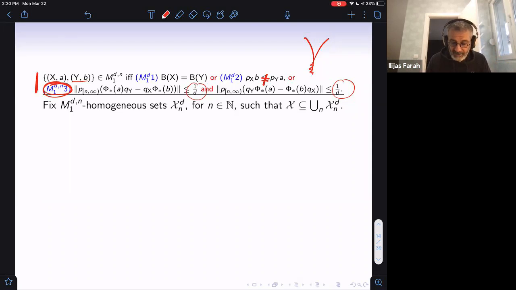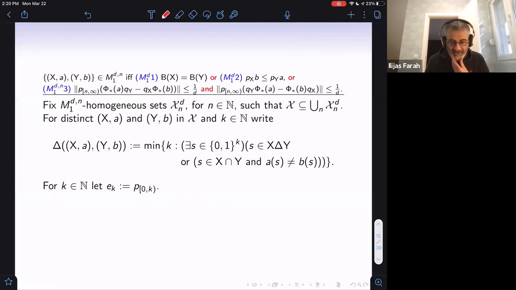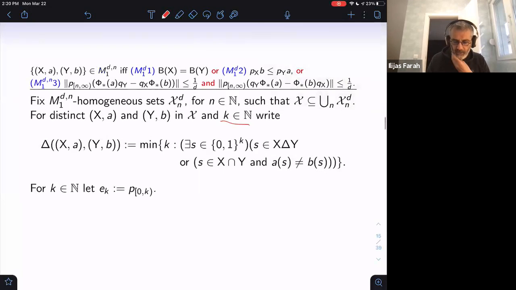Okay. So here we have these homogeneous sets which cover X. And now here is what we have. For distinct XA and YB in X, and for K in N, I'm introducing a new parameter here. I'm abusing notation and using delta for something different, but there is a reason for using delta here because it really has the same meaning. So delta of XA and YB is the minimal K such that either there exists some S in {0,1}^K such that S is X delta Y. So basically, indeed, this is delta as before, the first place where X and Y disagree.